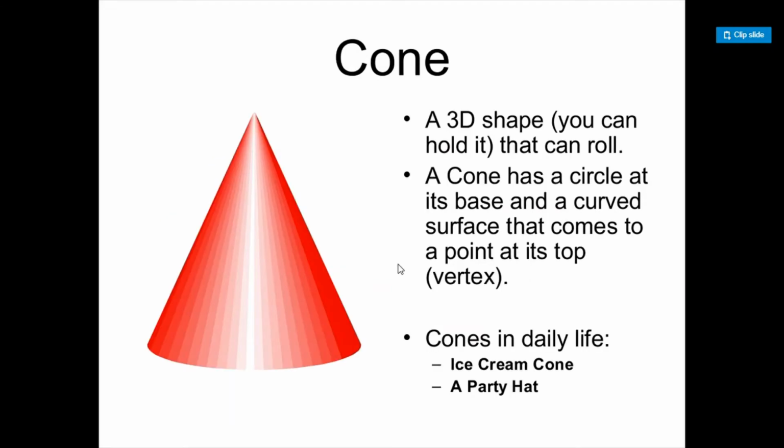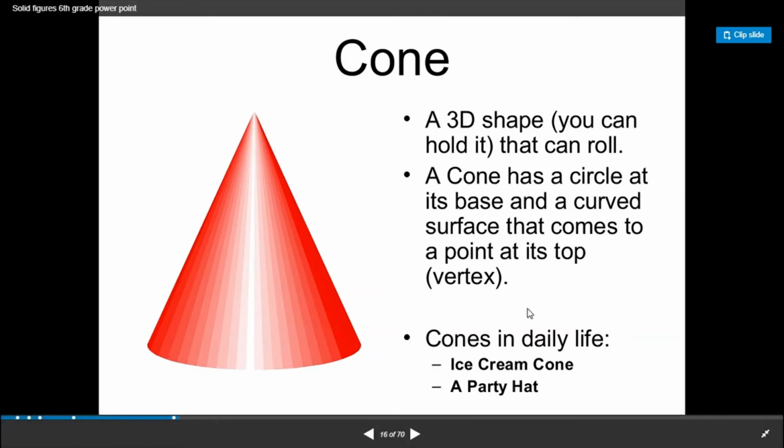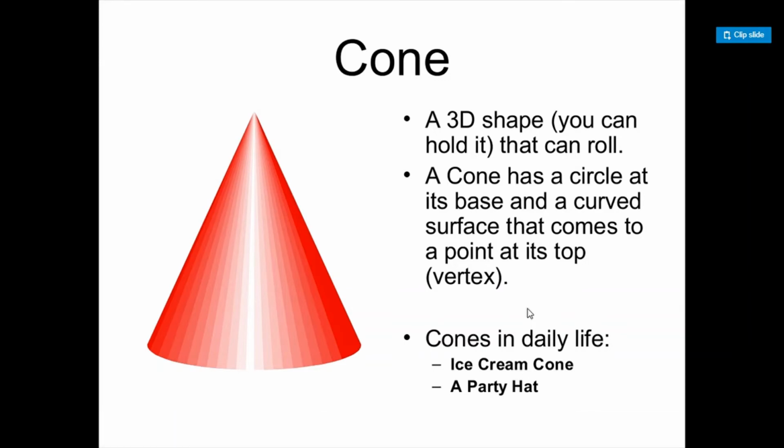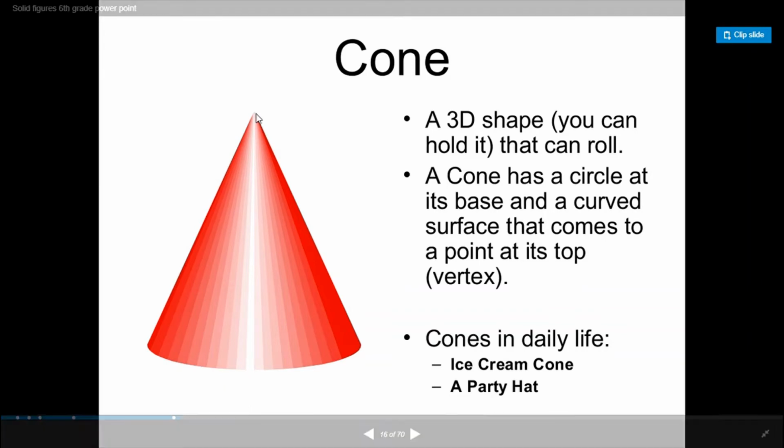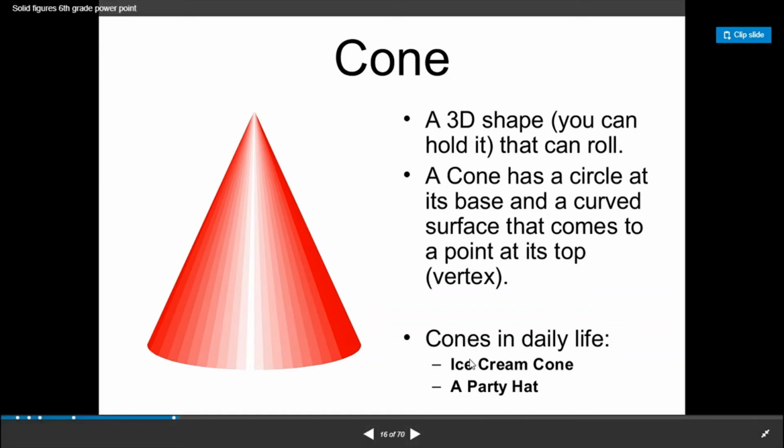And now let's proceed with the cone. A cone is a 3D shape that you can also hold and you can also roll. A cone has a circle at its base, so we have here a circle base for the cone, and a curved face that comes to a point at its top, and this top is what we call the vertex. We can see a cone in our daily life as an ice cream cone or a party hat.